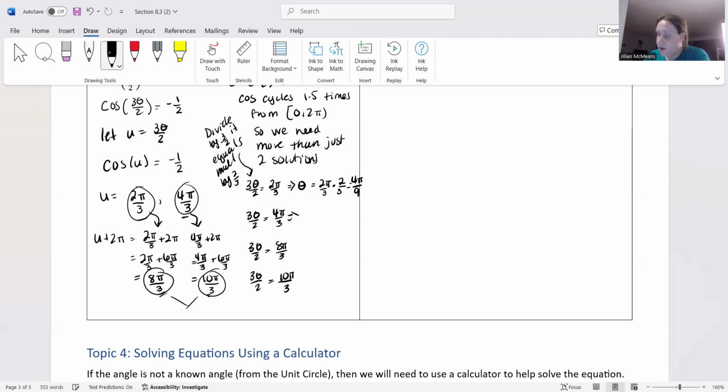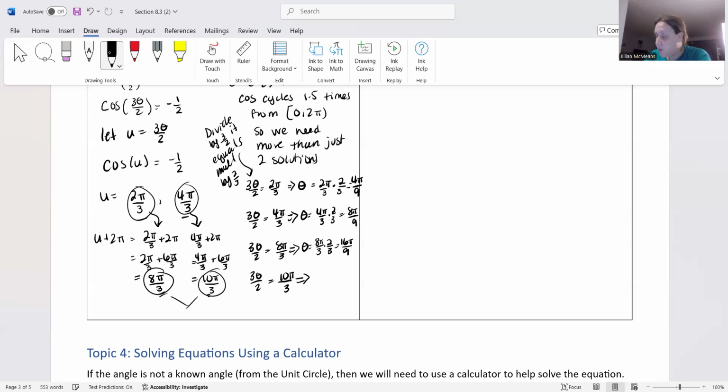And I'm going to do the same thing over here. I'm going to divide both sides by 3 over 2. That's going to give me theta equals, well, 4 pi over 3 needs to be divided by 3 over 2, which means I multiply by 2 over 3, which gives me 8 pi over 9. And we repeat the process. So we divide both sides here by 3 over 2, which is going to give me theta. And then 8 pi over 3, I need to divide it by 3 over 2, which is the same as multiplying by 2 over 3. So I get 16 pi over 9.